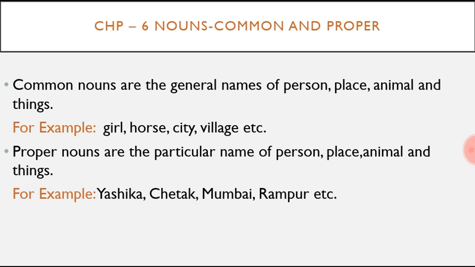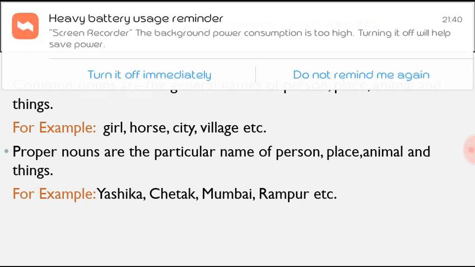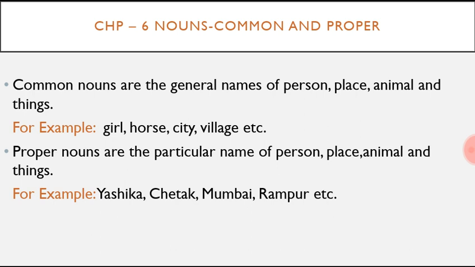Now proper nouns are the particular name of person, place, animal and things. For example, Yashika, Chetak, Mumbai, Rampur. So here are the proper nouns which we use specifically or particularly the name of person, place, animal or things. So now here you can see that Yashika, that means we are talking only about Yashika. The particular girl's name is there.